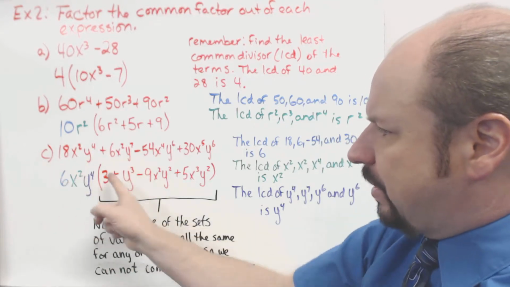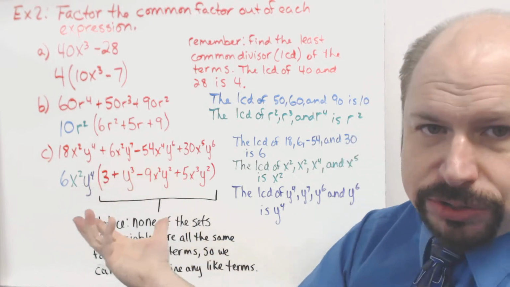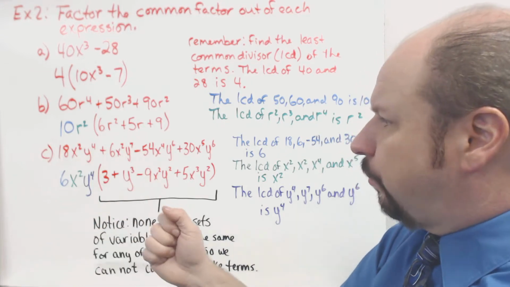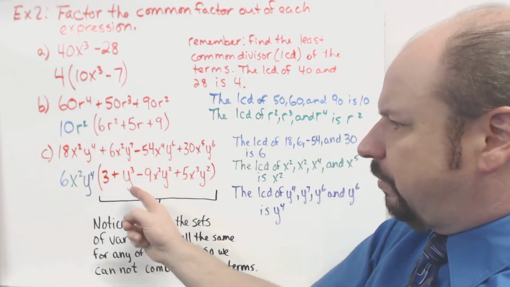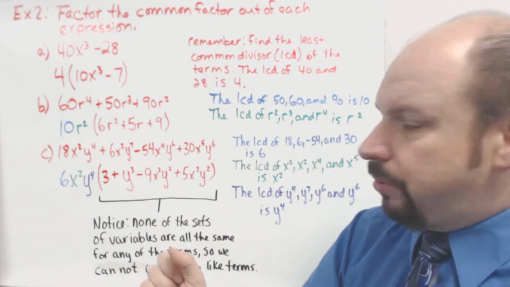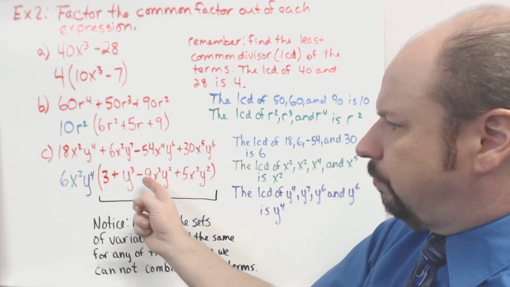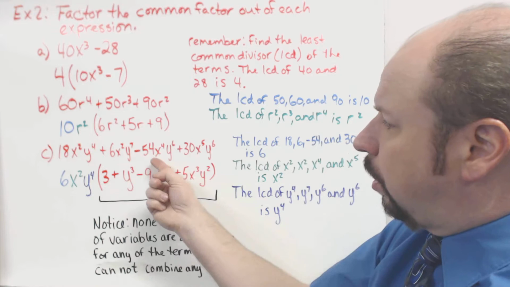6 divided by 6 is 1. X squared divided by x squared is also 1. So the number canceled, the x squared's canceled. Y to the seventh divided by y to the fourth is just y to the third. So we're left with just y to the third there. Now, just bring down the negative sign.